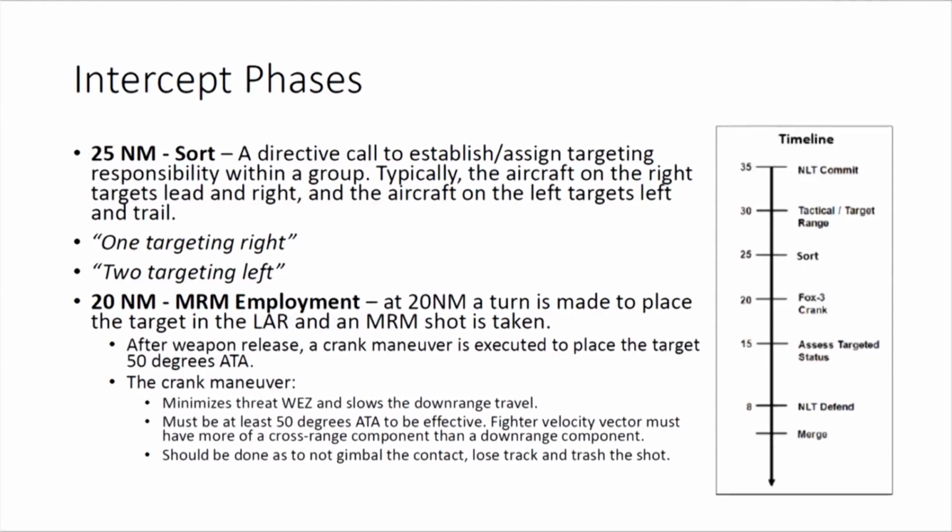And you want to be going fast. You want to be in afterburner at this point and going as fast as you can go, maintaining that 50 degrees angle off. You've got to have more of a cross range component than you have a downrange component. And remember, you don't want to gimbal the contact and lose radar lock. So you may have to continue angling into the bandit a little bit just to keep it from losing lock.